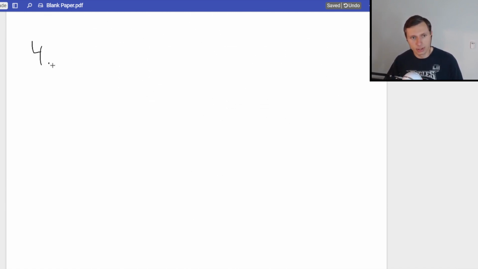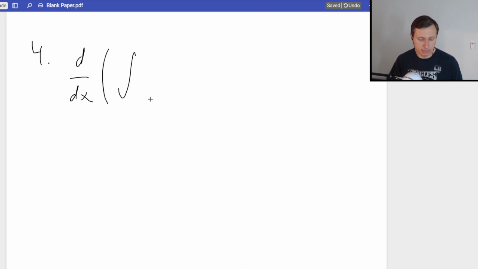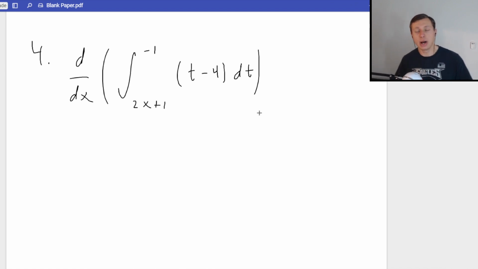Number 4. The derivative d dx of the integral. This one's going to be new as well. On the bottom, I have 2x plus 1. On top, I have negative 1. This is of the quantity t minus 4 dt, close parenthesis. So now, not only do we have something different than just x in the bound, it's also in the lower bound. So question, do you think it matters that it's in the lower bound? For those of you who said yes, you would be correct. And that's because we can only use the fundamental theorem of calculus if it's in the top bound. If it's in the bottom bound, we give up. Thank you everyone for coming. It's been a great session. Okay, yeah, you're not falling for it.